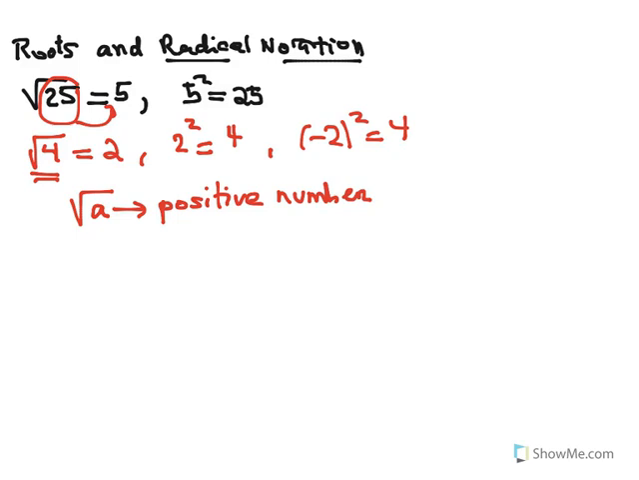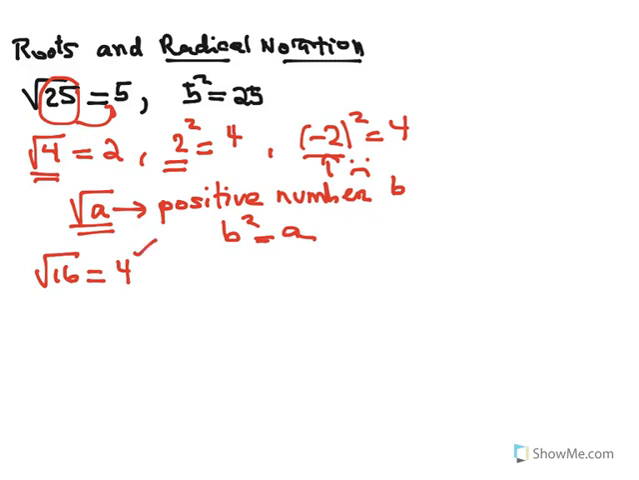Yes? So a number, say a positive number b, such that b squared is equal to a. Okay? And of course, a has to be a positive number. Okay. So what I mean to say is that the square root of a is always positive. Even though negative 2 squared is equal to 4, we're not going to take that number. We're going to take the positive number. All right? Now, again, the square root of 16 is 4. Even though 4 squared and negative 4 squared equal 16, we're going to take the positive number.